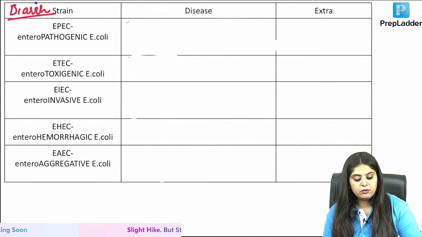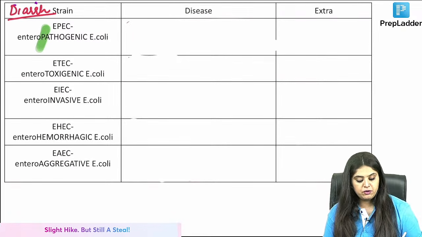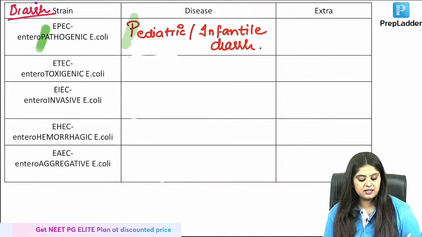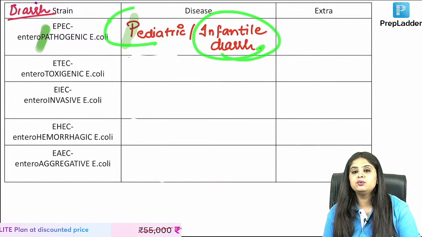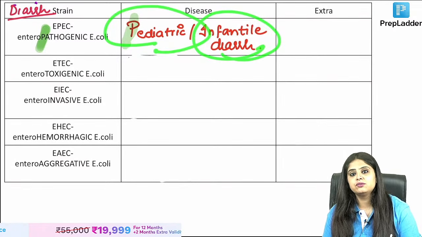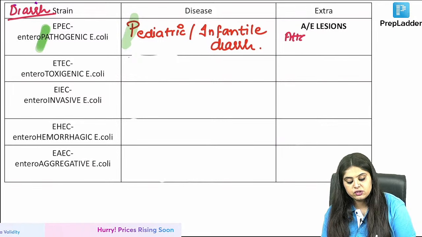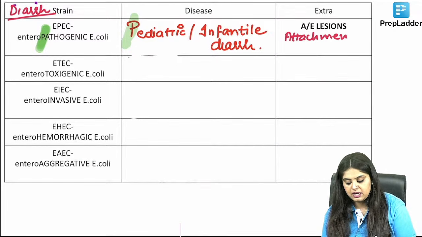When I write enteropathogenic E. coli, P for what? P for pediatric वाला diarrhea. मतलब it will cause infantile diarrhea. Infants are so nice, cute. बच्चे are so nice. We get attached to them. So that is why they show you attachment effacement lesion. बच्चों से attachment होता है, so there is going to be attachment effacement lesions.